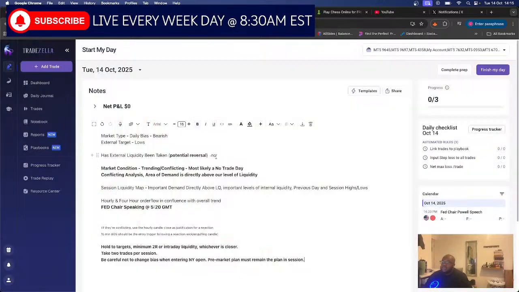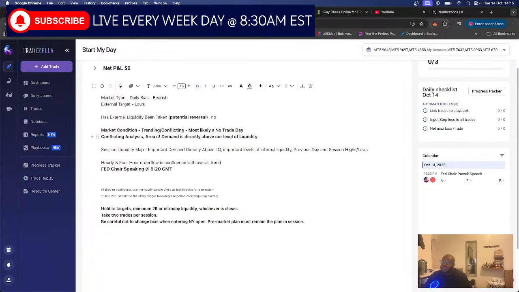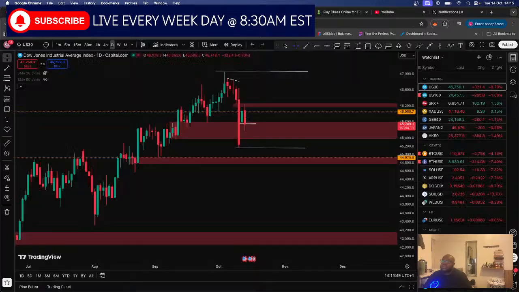Has external liquidity been taken? It hasn't. So at the current moment in time, we've got conflicting market conditions. When stuff like this occurs, we most likely don't take a trade on the day. What's the conflicting analysis? We're trending downwards, so we're in a downtrend, but we're trending into an area of demand which is directly above our liquidity area. That's this area right here.